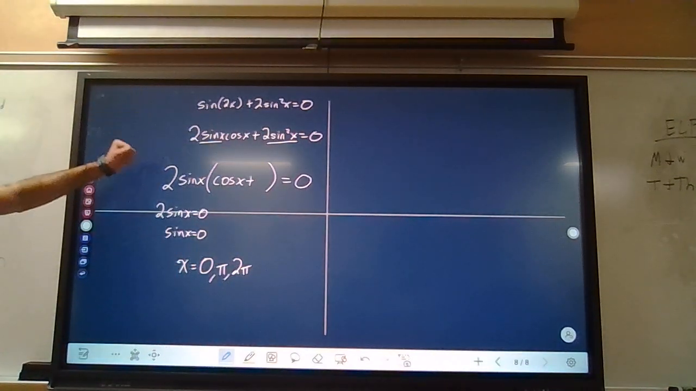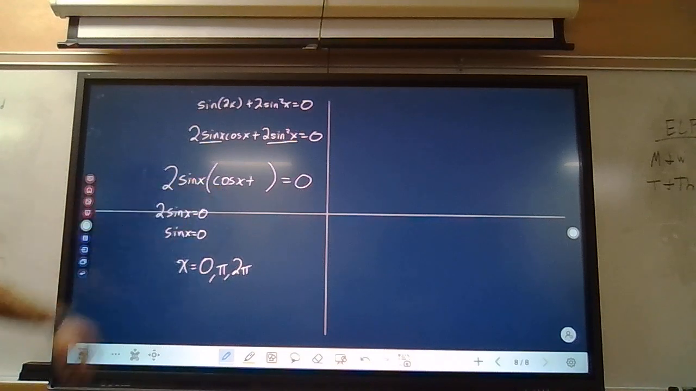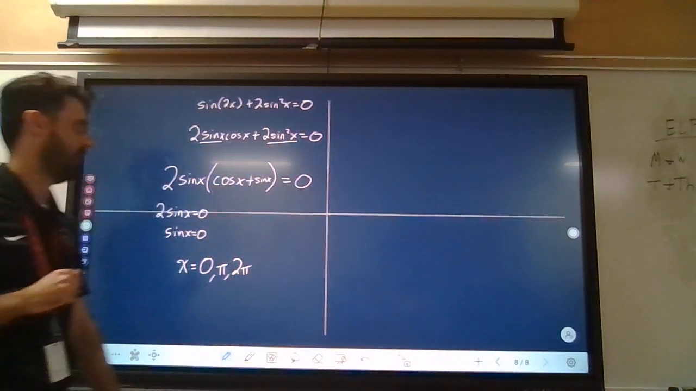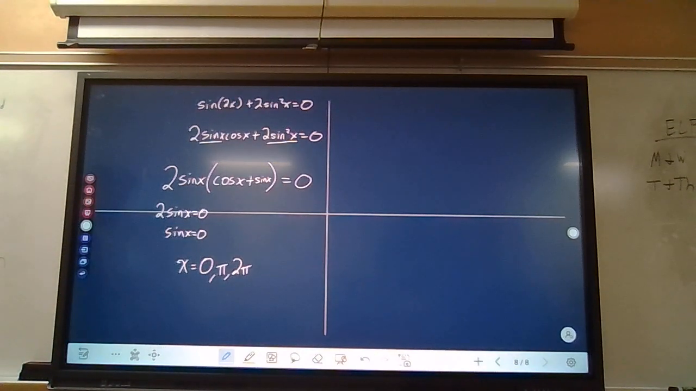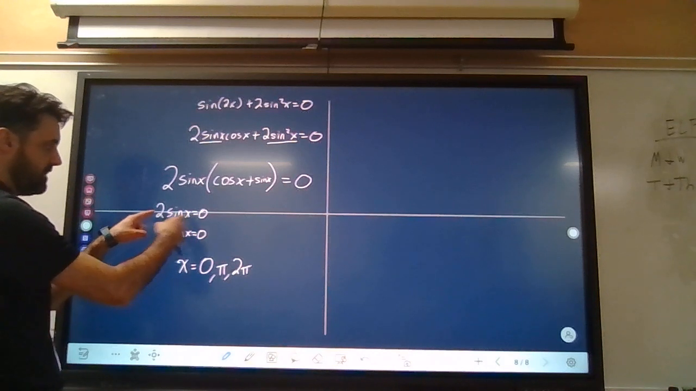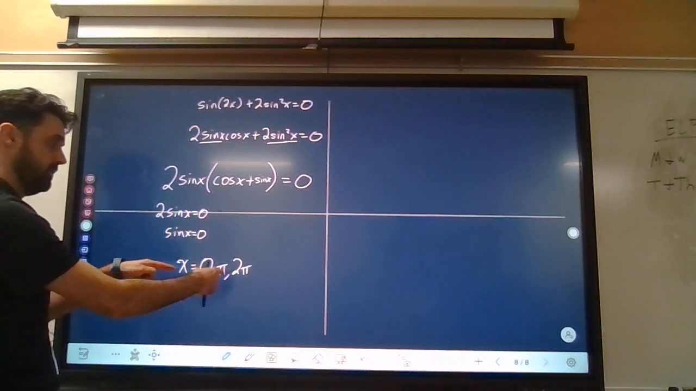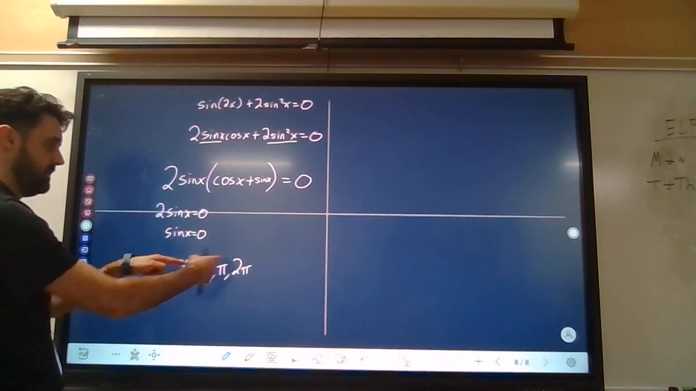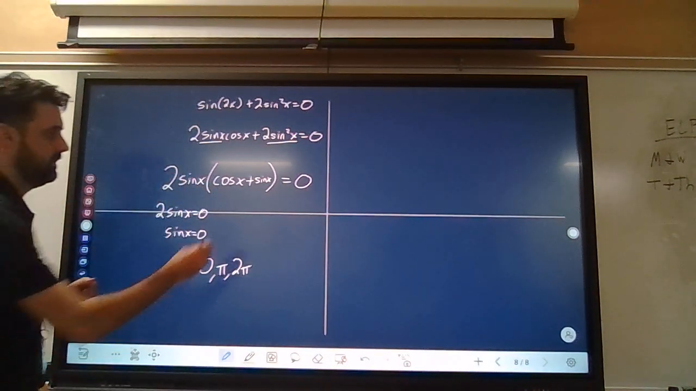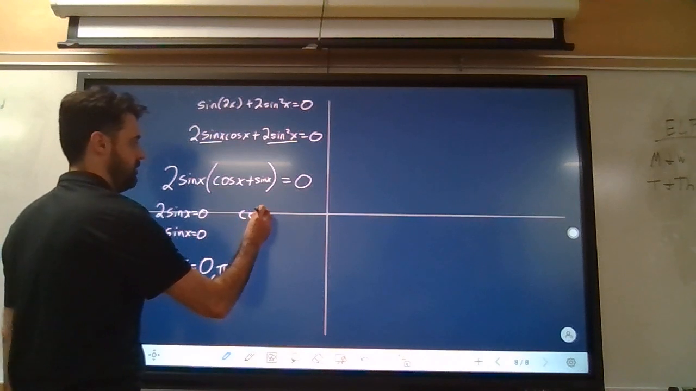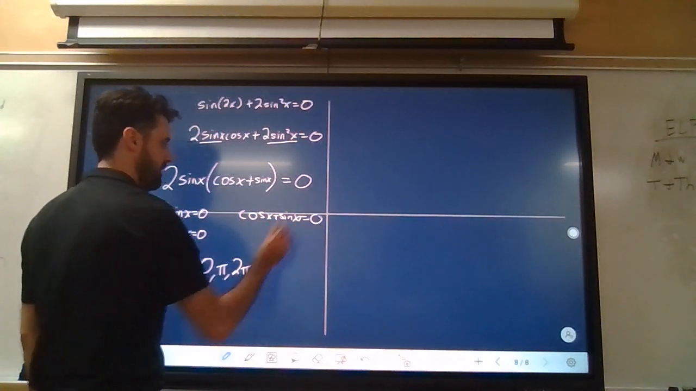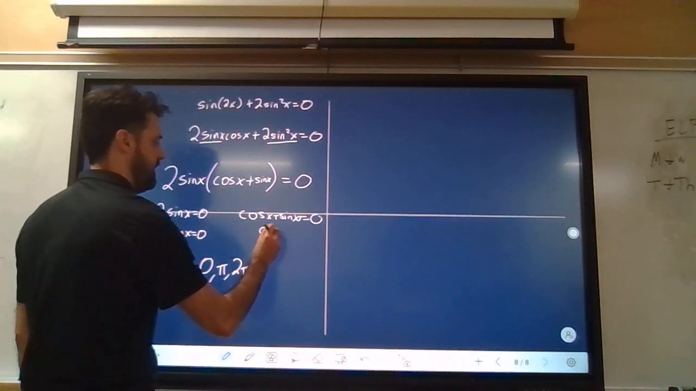Factor out a 2 sine of x. The first term becomes cosine. The second term would become sine of x. I forgot the sine of x there. Set both of these equal to 0. So I went ahead and set 2 sine of x equal to 0, divided by 2. These are my solutions on the interval from 0 to 2 pi when sine of x is equal to 0. Let's do this one now though. I would set that equal to 0. So cosine of x plus sine of x is equal to 0. Subtract sine of x over.